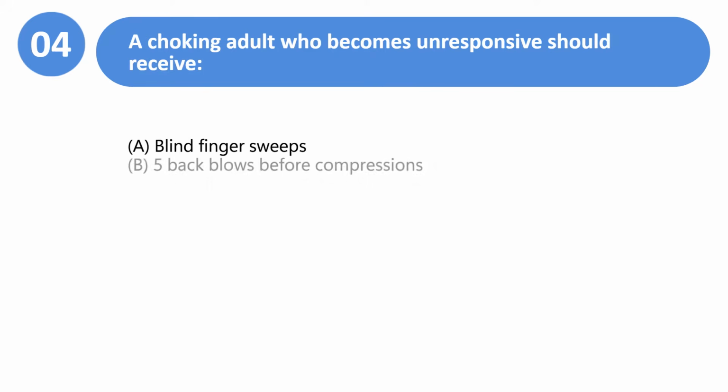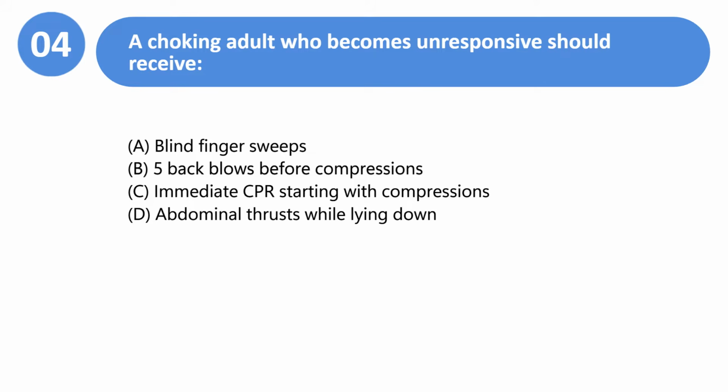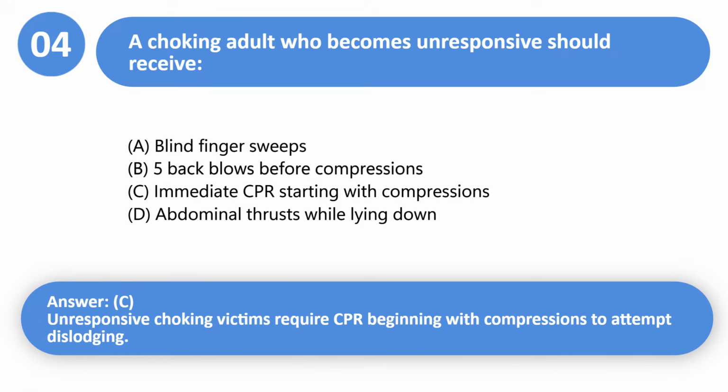A choking adult who becomes unresponsive should receive: A. Blind finger sweeps. B. 5 back blows before compressions. C. Immediate CPR starting with compressions. D. Abdominal thrusts while lying down. Answer, C. Unresponsive choking victims require CPR beginning with compressions to attempt dislodging.